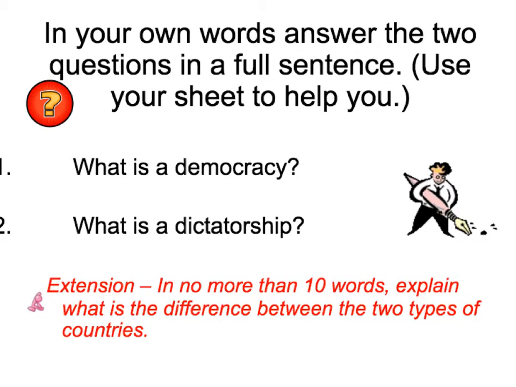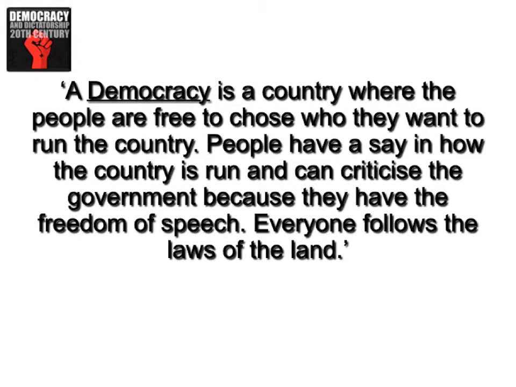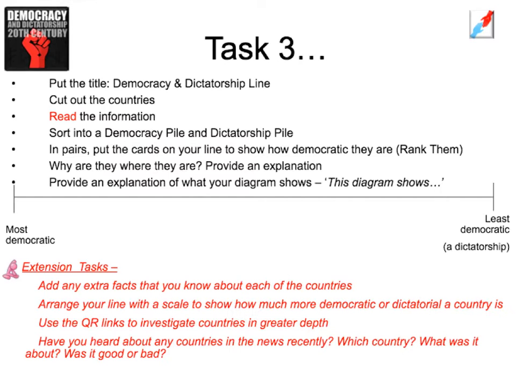So in your own words, answer the two questions in a full sentence. What is a democracy? What is a dictatorship? Extension task, in no more than 10 words, explain what the difference is between these two types of country. Okay. So then we have a definition of a democracy, and students should reflect upon their initial definition and obviously add and amend for a dictatorship.